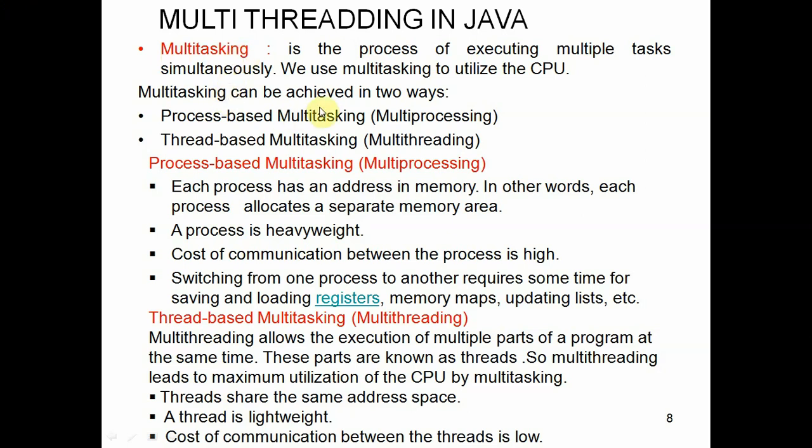This multitasking can be achieved in 2 ways. One is process-based multitasking, also called multiprocessing. Multiprocessing is when multiple programs are executed concurrently. Here, a process is a program in execution, or a program under execution. When multiple processes are executed concurrently, it is called process-based multitasking or simply multiprocessing.